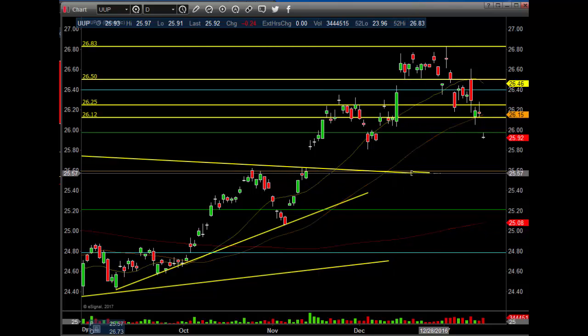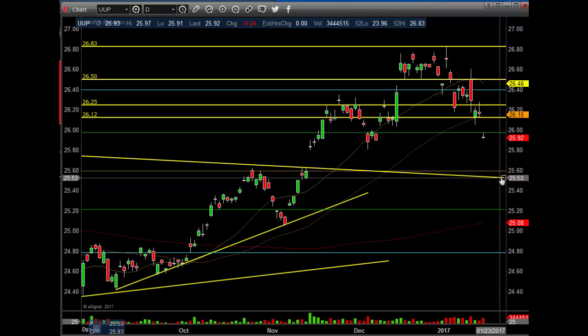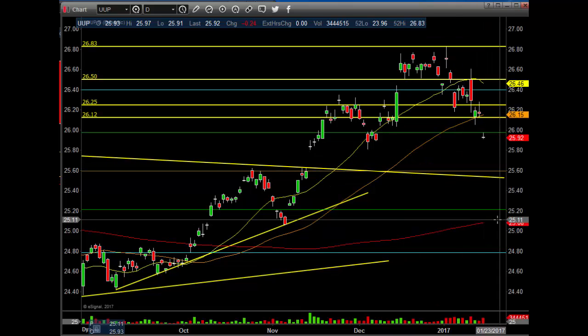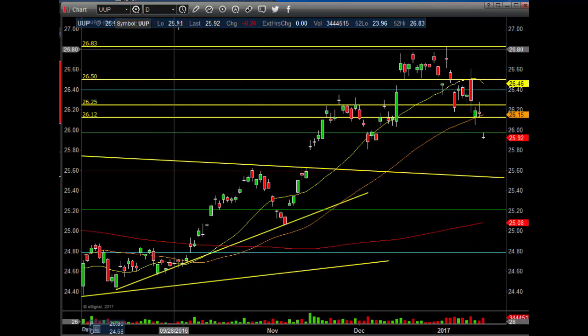You still have this trend line as well here. So you still have, does it fill the gap and come to this trend line? Maybe. And you still have the 200 moving average. And there's a gap fill right here as well. So one day at a time with this.